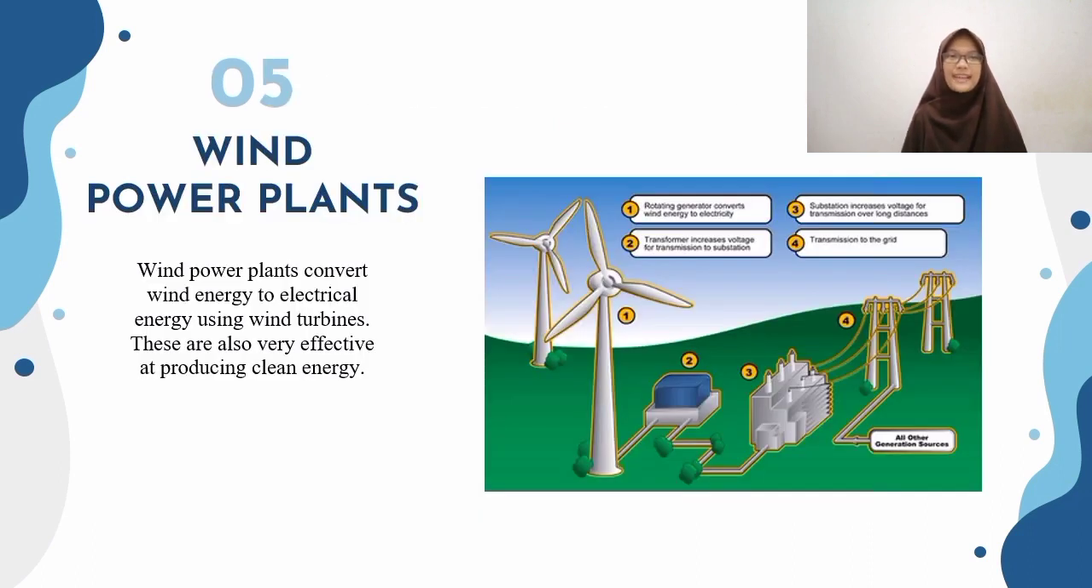And the fifth is wind power plants. Wind power plants convert wind energy to electrical energy using wind turbines. These are also very effective at producing clean energy. Wind turbines use blades to collect the wind's kinetic energy. Wind flows over the blades creating lift, similar to the effect on an airplane's wings, which causes the blades to turn. The blades are connected to a drive shaft that turns an electric generator which produces electricity.